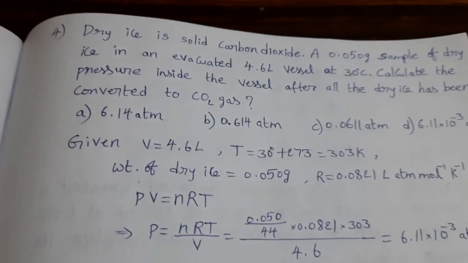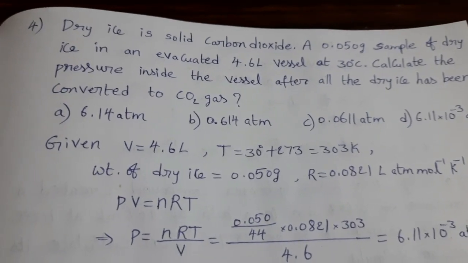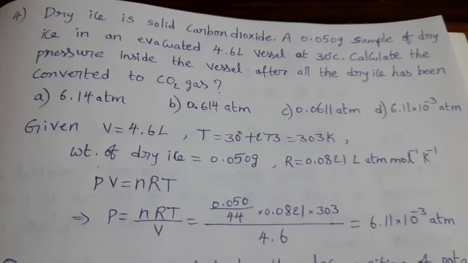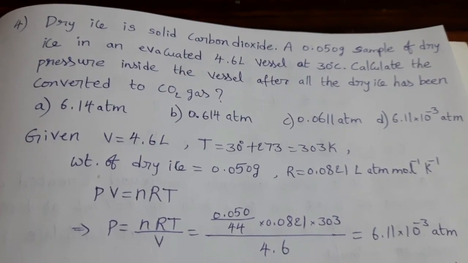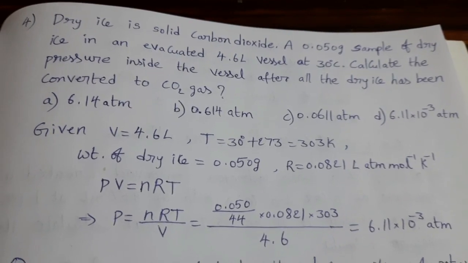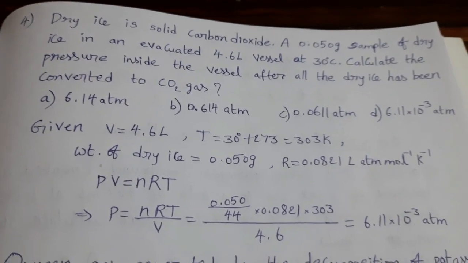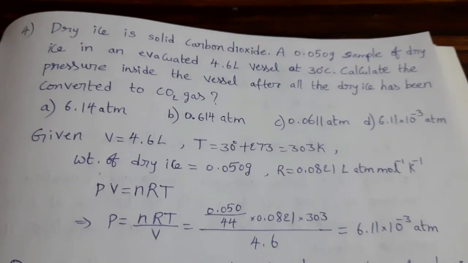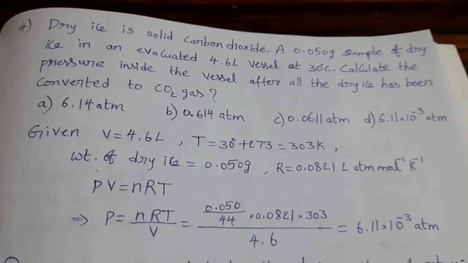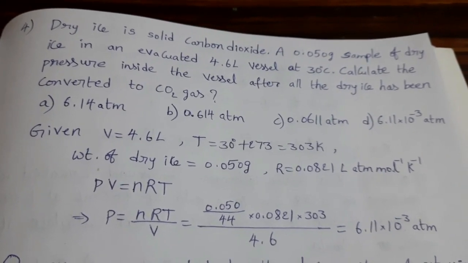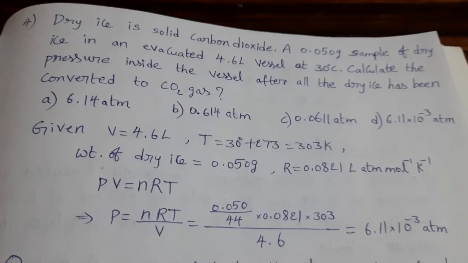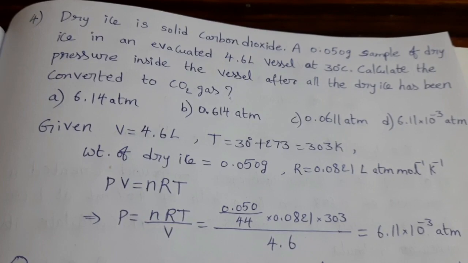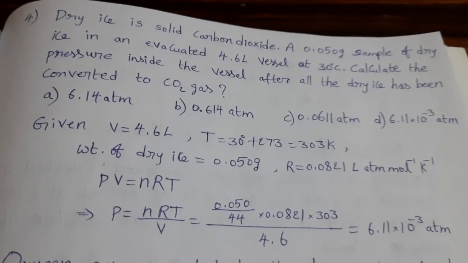Okay, given volume V equal to 4.6 liters, temperature T equal to 30 degrees Celsius plus 273, that is 303 Kelvin. Weight of dry ice, how much? 0.050 grams. Here volume is in liters, pressure value we should find out. In the options, pressure is given in atmosphere, so liter atmosphere, then gas constant capital R equal to 0.0821 liter atmosphere mole^-1 Kelvin^-1.